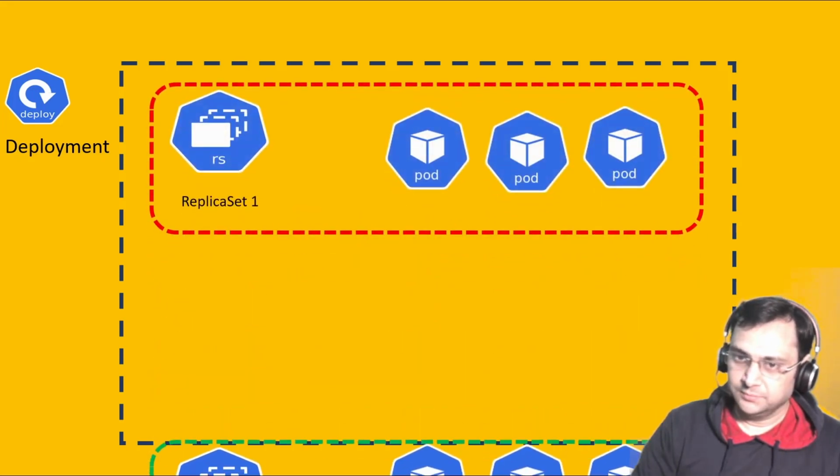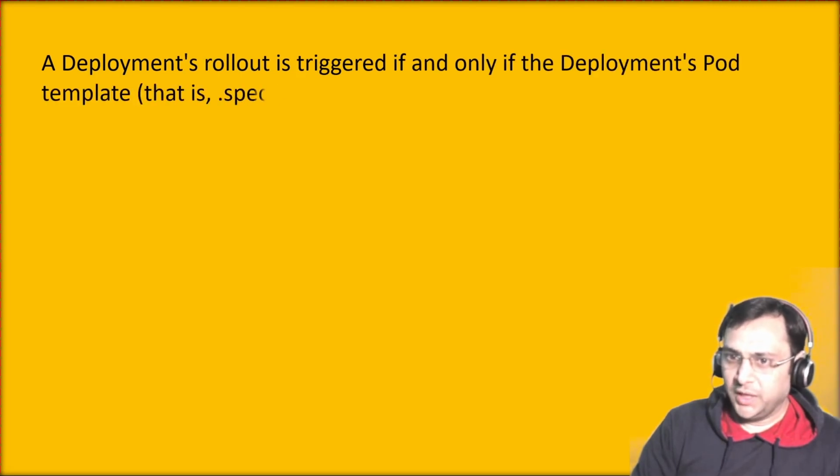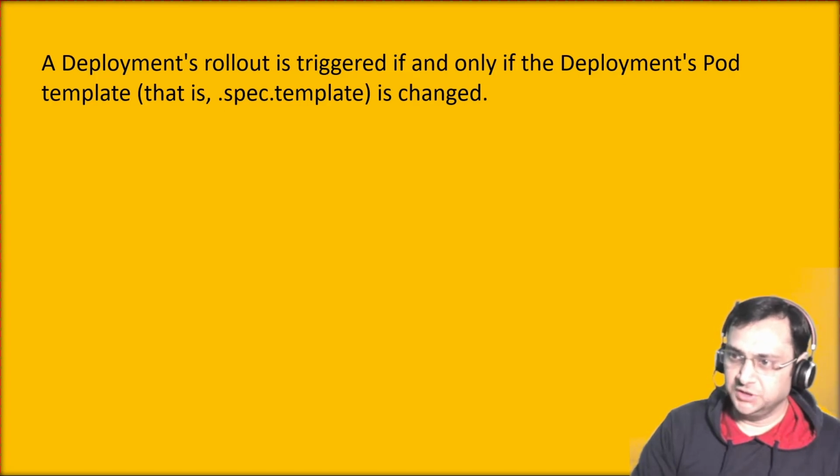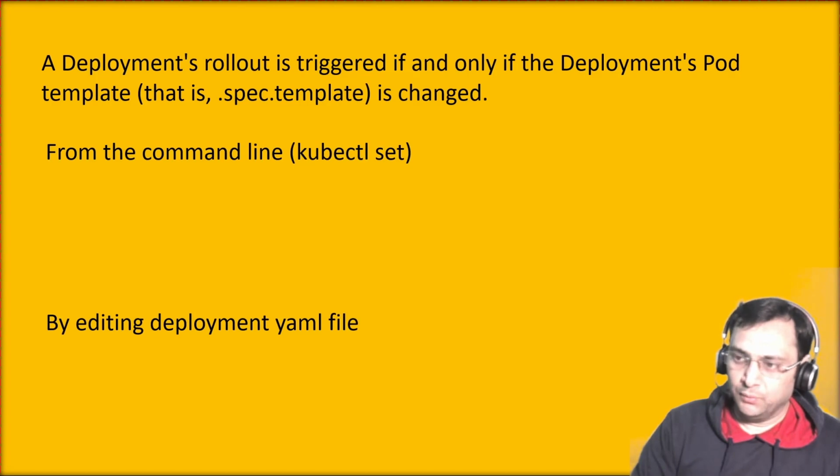A deployment's rollout is triggered if and only if the deployment pod template, that is spec.template, is changed. It means that when we want to upgrade the pod or its label, then only a deployment upgrade will happen. We can upgrade the deployment from the command line or by editing the deployment YAML file.